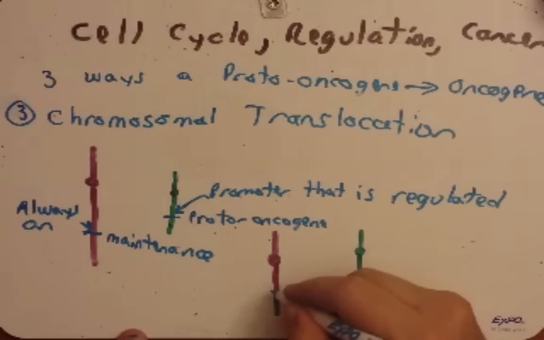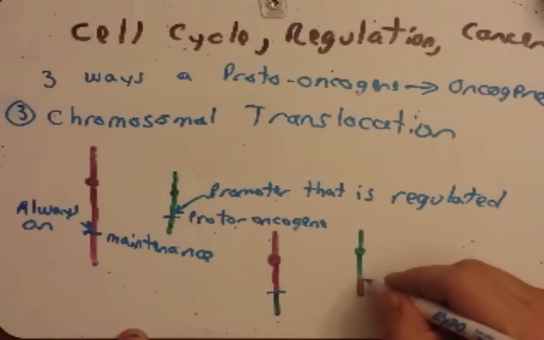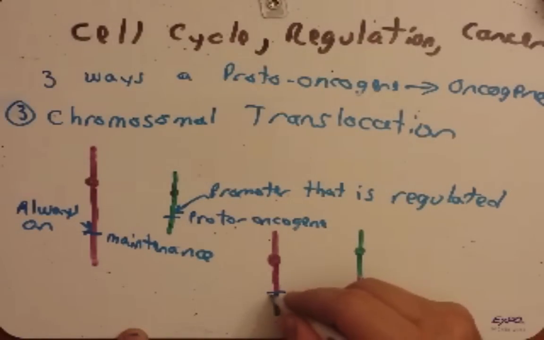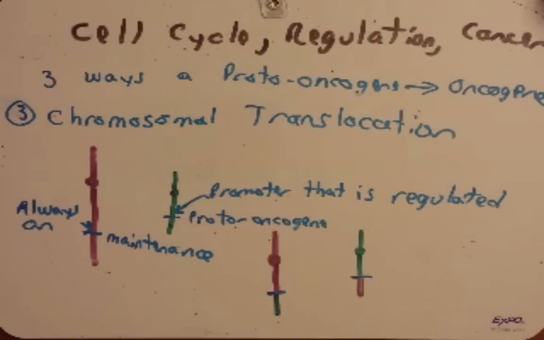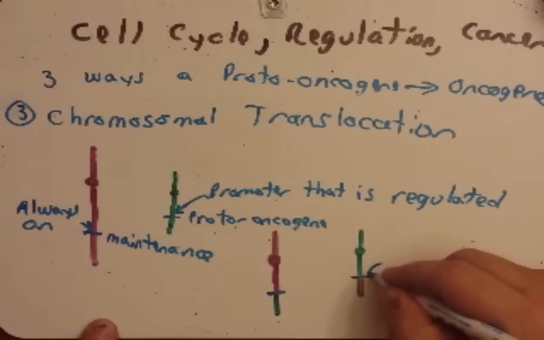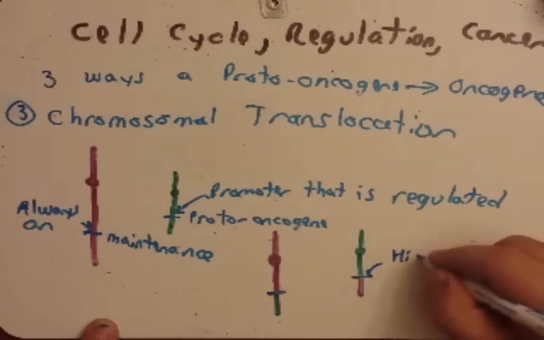Now let's remember we had a gene right here from the green one, and then we had this maintenance gene from the purple one. Now what's happened is this maintenance gene here has this highly regulated promoter.